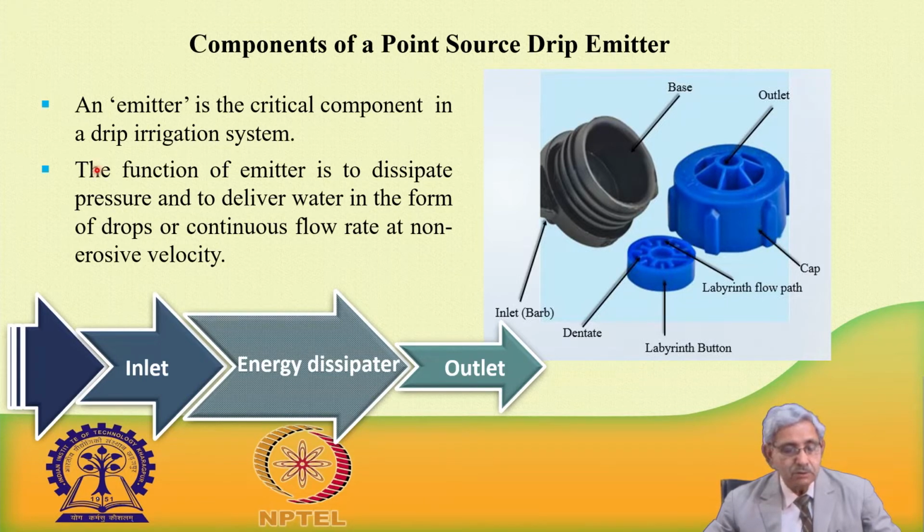So, the function of the emitter is to dissipate pressure and to deliver water in the form of drops or continuous flow rate at a non-erosive velocity. Here the velocity of flow is non-erosive velocity. It should not form runoff number 1, and the water which is coming out of this should not cause any erosion.